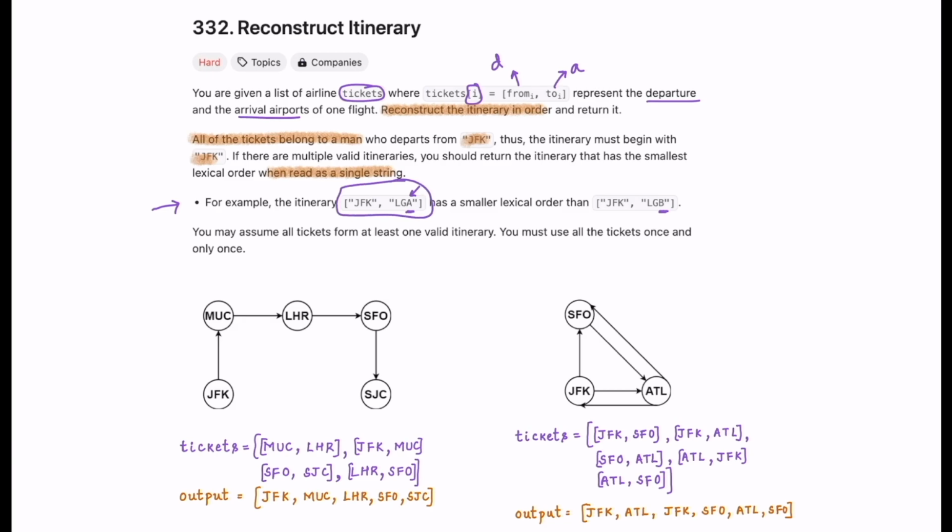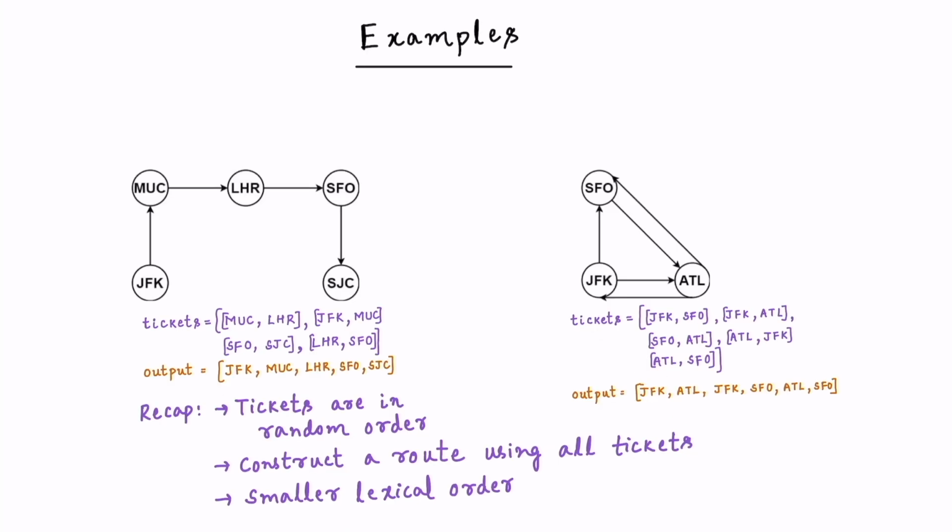Now, the question also states that we may assume all tickets form at least one valid route and we must use all tickets once and only once. Now let's take a look at these two examples. Just to recap, all these tickets are given to us in random order, and the goal is to construct a route using all the tickets once and only once. If there are multiple routes possible, we need to return the route that has the smaller lexical order.